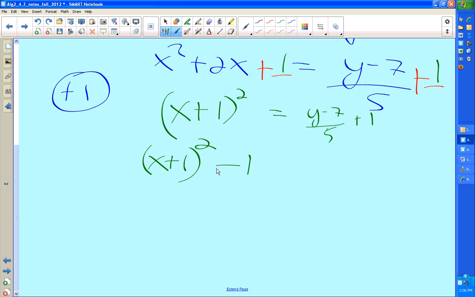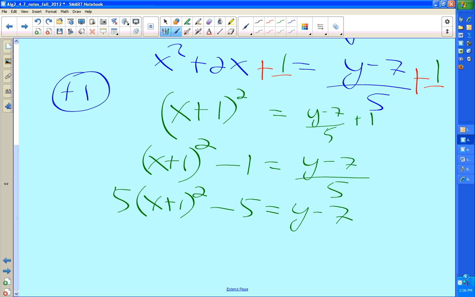What do I get rid of next? I have y minus 7 over 5. Multiplied by 5. So we're going to have 5 times x plus 1 squared minus 5. Good job. Remember, every term has to be multiplied by 5. This right here is the mistake that we'll make.